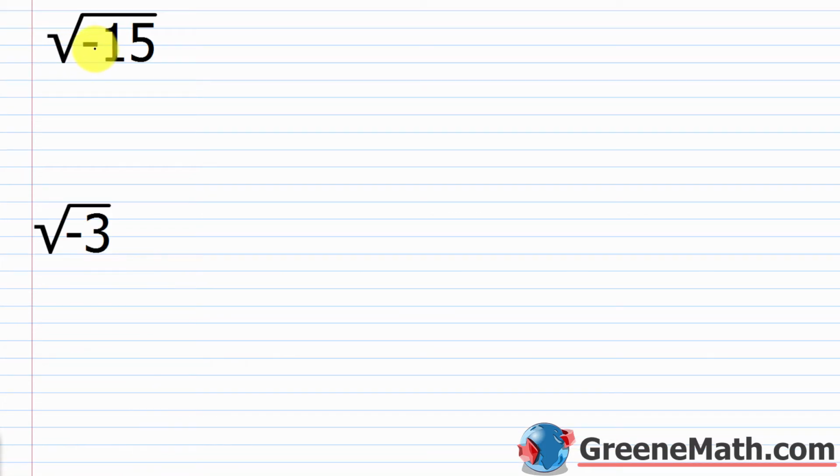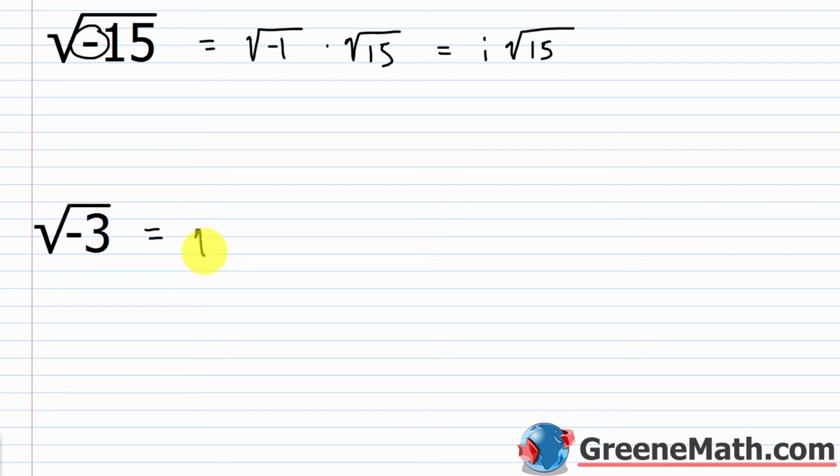For the next one, we have the square root of negative 15. Again, the shortcut is just to say, hey, this is i, and then times the square root of 15, and you'd be done. But the long way, if you just want to realize what's going on here, this is the square root of negative 1 times the square root of 15. The square root of negative 1 is by definition i, then times the square root of 15. Then what about the square root of negative 3? Again, this is the square root of negative 1 times the square root of 3. This is i by definition, so this is i times the square root of 3.